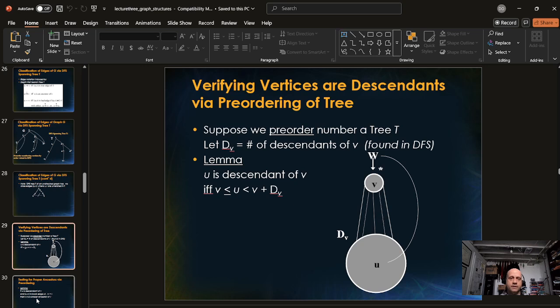Verifying the vertices are descendants using preordering of a tree. Suppose we preorder number tree T. Here we let d of v equal the number of descendants of v found in depth first search, and this is defined through the lemma: u is a descendant of v if v is less than or equal to u, less than v plus d of v.